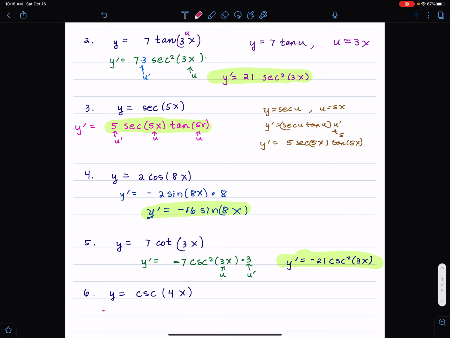All right. Y prime is what? It's equal to the derivative of, okay, just ignore what's inside. The derivative of cosecant u. What's the derivative of cosecant u? It's like the derivative of secant u. It's cosecant u cotangent u, but with a negative also, because it's a co-function.